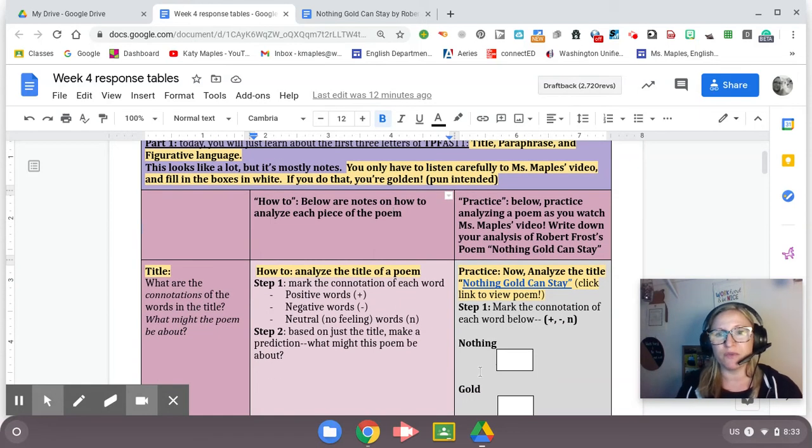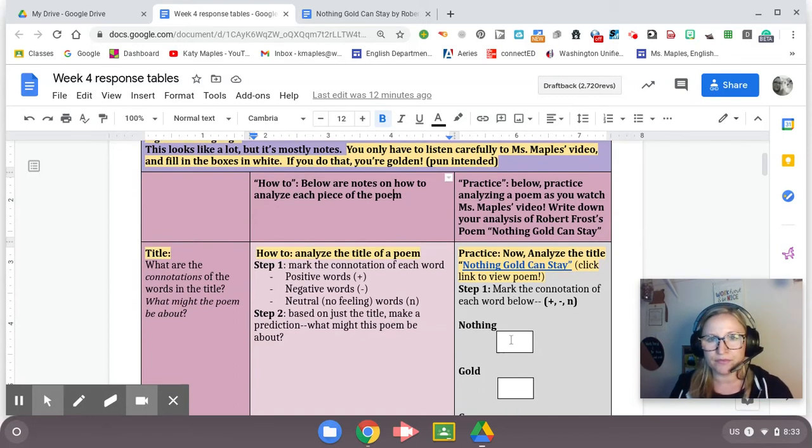And then after you have marked the connotations, based on just the title, make a prediction. What might this poem be about? Okay, so Nothing Gold Can Stay. We're not even going to read it yet. We're just looking at that title. When I hear the word nothing, that's usually bad, negative. And gold I think of as positive. So if it's nothing gold can stay, then nothing is a bad thing, right? Because I want gold things to stay. Gold is often symbolic of wealth or beauty, right? So I'm going to mark nothing as negative.